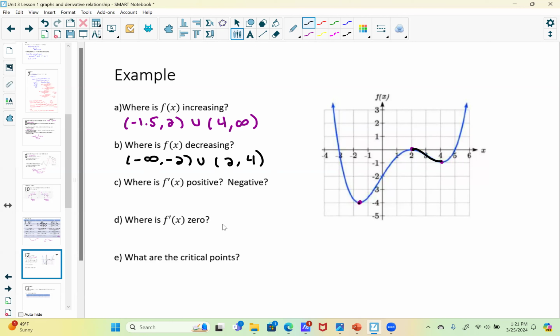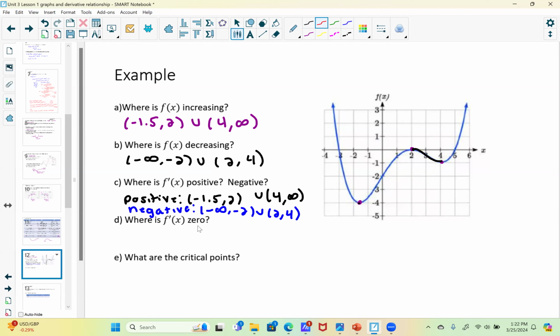Then it says, where is my derivative f prime of x positive, where is it negative? A derivative is positive anytime the function is increasing. So it's the same intervals as where f of x is increasing. So it is positive from negative 1.5 to 2 and 4 to infinity, because if my function's increasing, the slope is positive. And it's negative wherever my function is decreasing, which is negative infinity to negative 2 and 2 to 4.